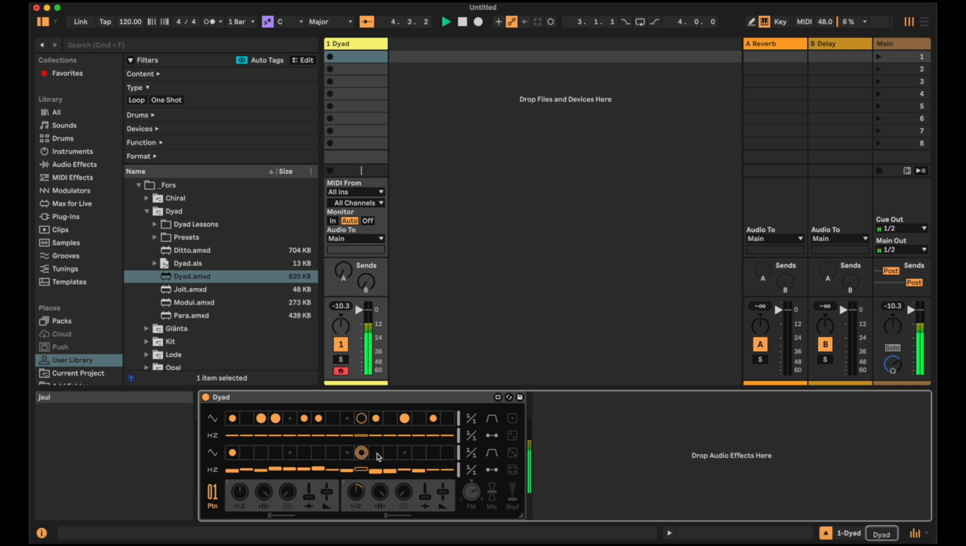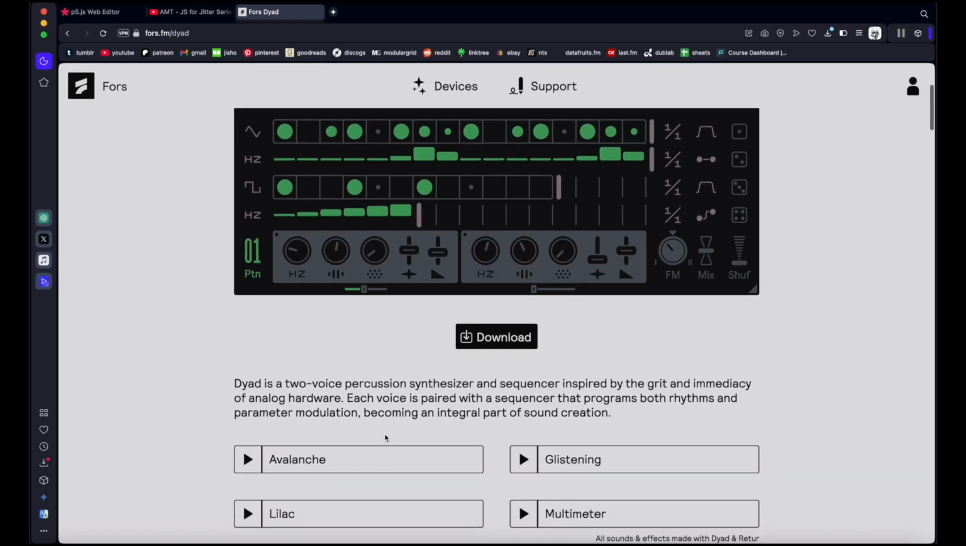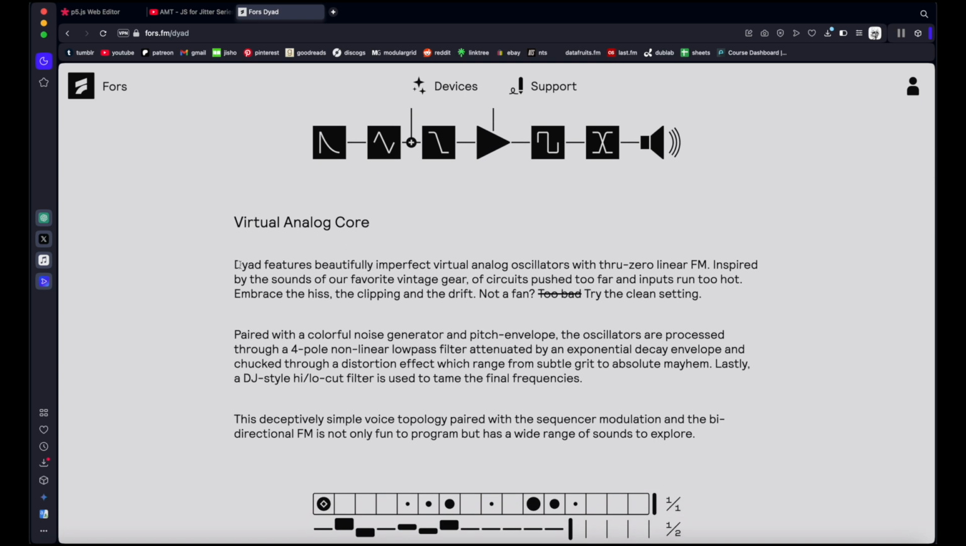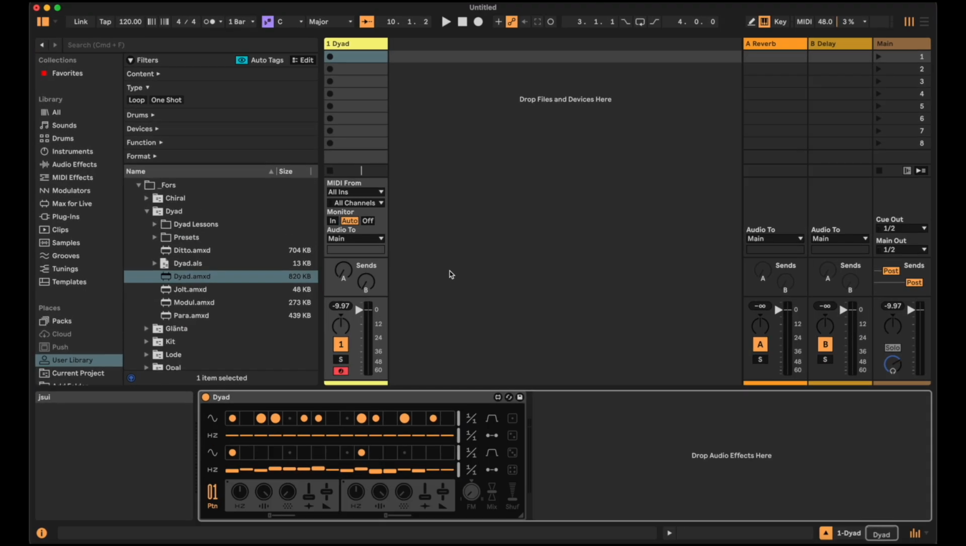And you have the two voices, and one of them can frequency modulate the other. So it's pretty fun to play around with. It's one of their few devices that sound more analog than they do digital. So let's read what they said on their website really quick. The voices collide with through zero linear FM, virtual analog core. So Dyad features beautifully imperfect virtual analog oscillators with through zero linear FM. Virtual analog? Okay, let's take a look at that a bit deeper.